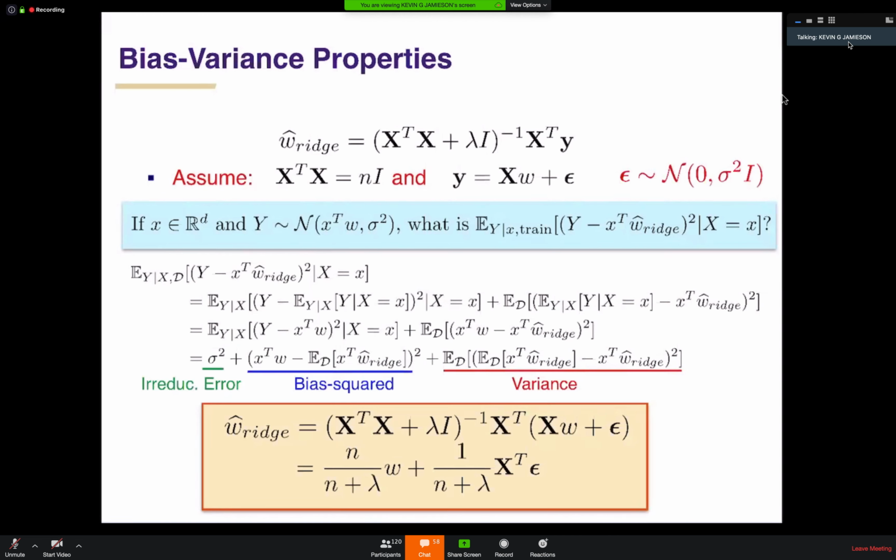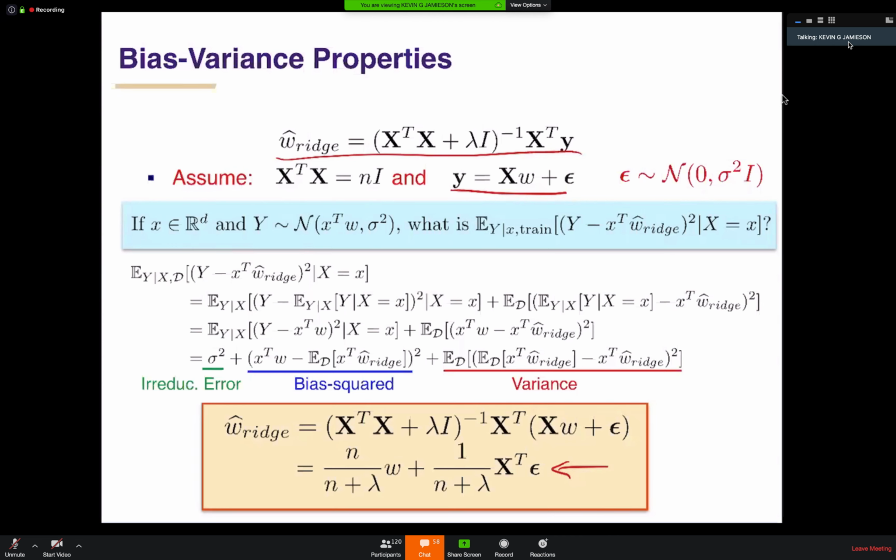And now we know by definition how we saw this, W hat is equal to this equation. By assumption, we have that Y is equal to this noise model, XW plus epsilon. So we can actually solve for W hat ridge in closed form. This is the definition of W hat ridge. If you plug in our model and what the regression solution is, this is what W hat ridge is. It's just given as this expression.